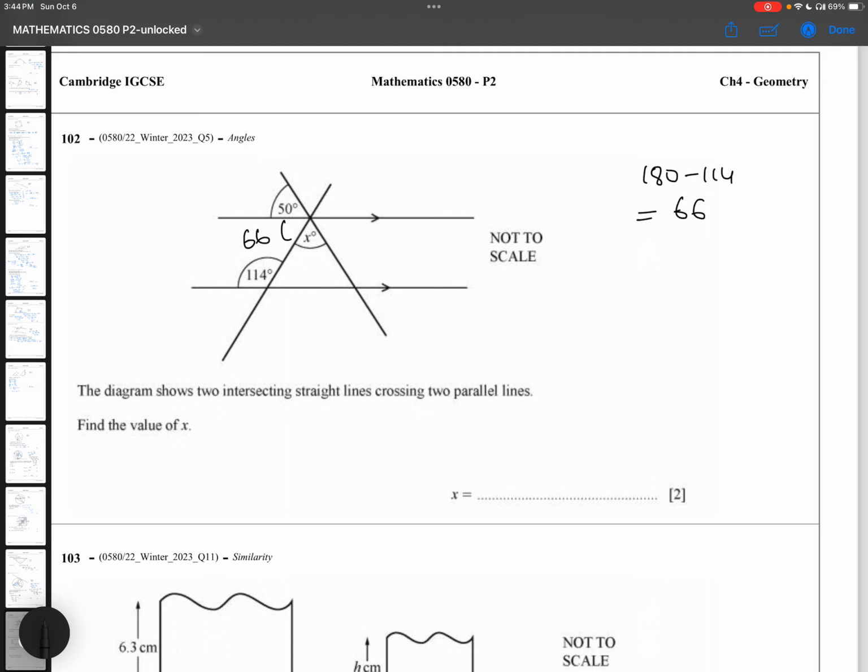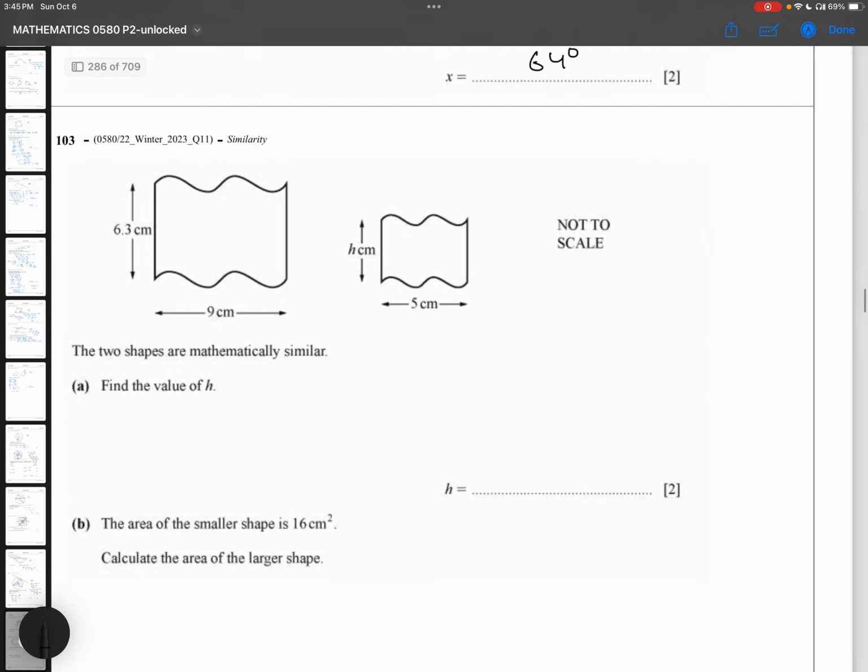Now in the straight line, these three angles, 50, 66 and x, they lie on a straight line. So their sum will be equal to 180. 50 plus 66 is equal to 116. x is equal to 180 minus 116. This is equal to 64. x is equal to 64 degrees. Question number 103. The two shapes are mathematically similar. Find the value of h.